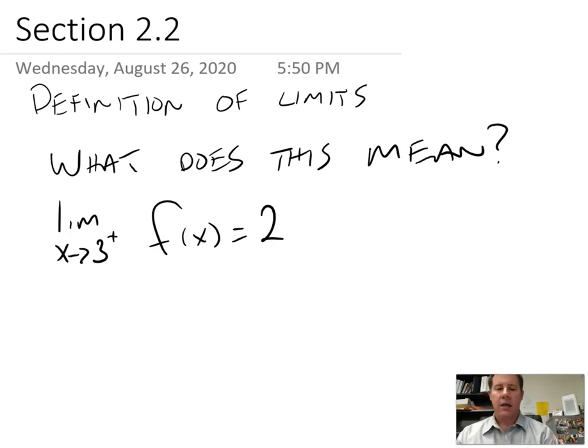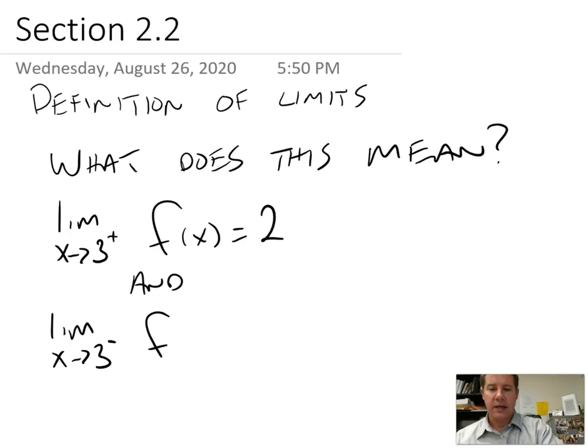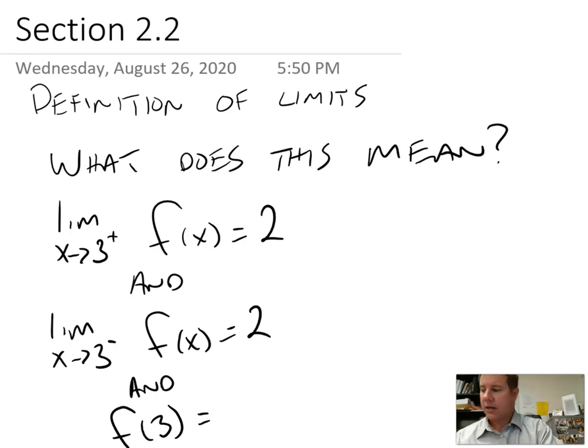And we're also going to look at the limit as x approaches 3, little minus sign, of f of x equals 2. And we're also going to talk about f of 3 equals 1. Okay? So what I wrote up here, these are some limits. What does this stuff mean?